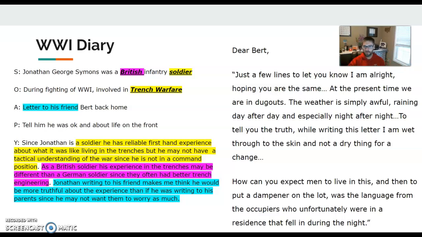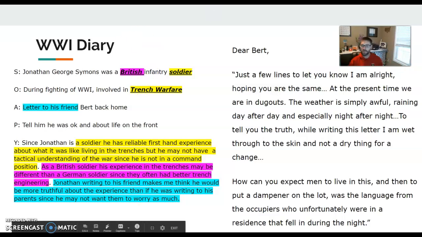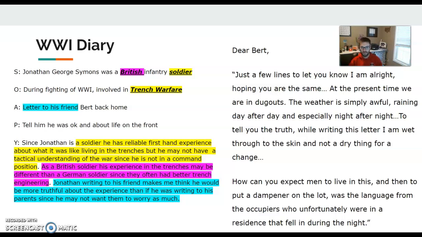As a British soldier, getting to his nationality, he might have a different experience in the trenches than a German soldier because the Germans had better trench systems and better trench engineering. So that would be using a different piece. Again, I could do either one here.